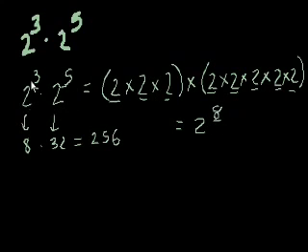And that makes sense because 2 to the third is 2 multiplying by itself 3 times, and 2 to the fifth is 2 multiplying by itself 5 times. Then we're multiplying them, so we're going to multiply 2 eight times. I hope I have achieved my goal of confusing you just now. Let's do another one.